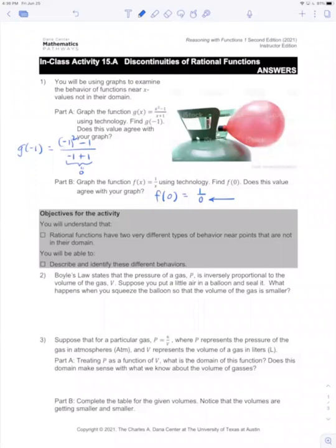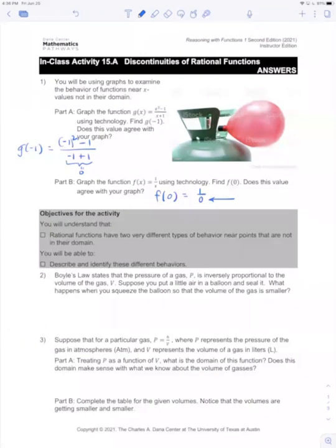Part 2. Boyle's law states that the pressure of a gas P is inversely proportional to the volume of the gas V. Suppose you put a little air in a balloon and seal it. What happens when you squeeze the balloon so that the volume of the gas is smaller? Well, we could think as the space the air occupies is smaller, the pressure in the balloon increases. If you squeeze the balloon too much, the pressure can increase so much that the balloon will pop.